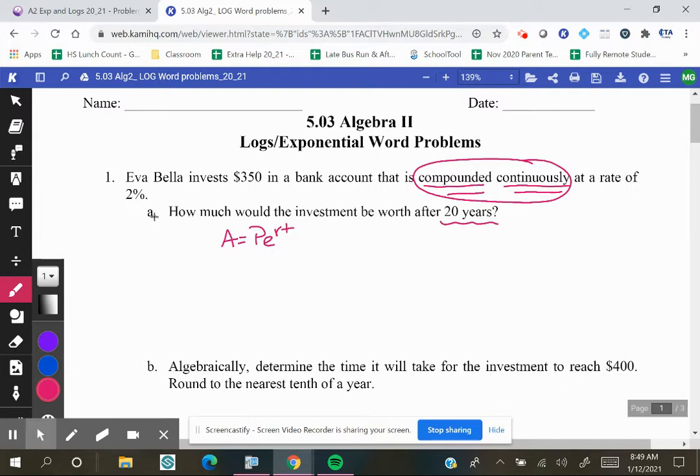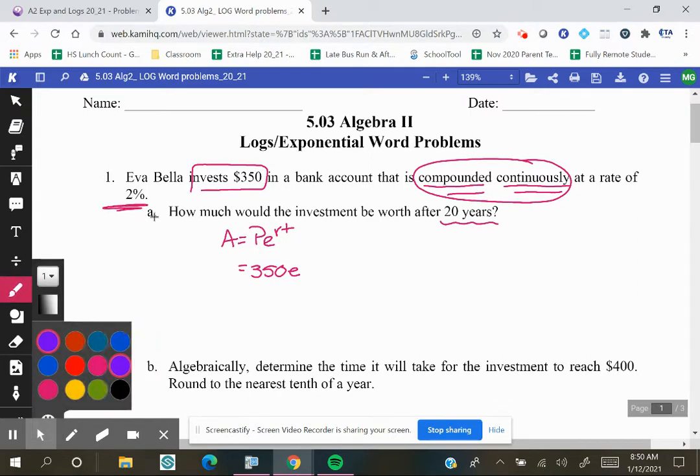All right, so A represents what we have at the end. P is your principal, so your initial amount. E is a number right from our calculator. R is the rate. T is the time. So she's investing $350. So that's our initial amount. We'll leave the letter E. Our rate is 2%. Now we can never just put the percentage in. We need to change it to a decimal.